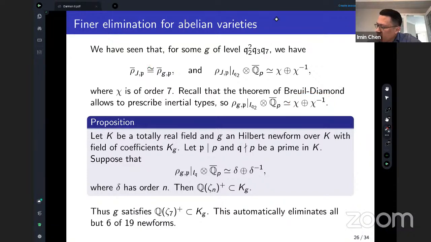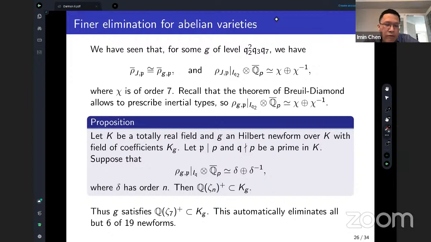That allows us to prescribe the inertial type that is compatible with that on residual representations. The theorem of Billerey-Diamond, now thinking of it as a level lowering result, allows you to level lower with a prescribed inertial type. If one level lowers to an inertial type which is principal series, and this character has order 7, one can show that this implies that the field of Fourier coefficients of this new form has to contain K, which is, in this case, Q adjoin zeta 7 plus.